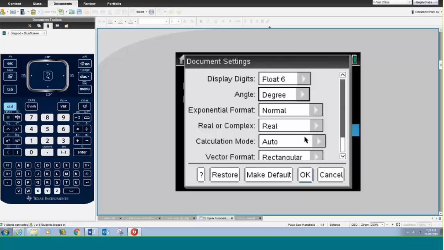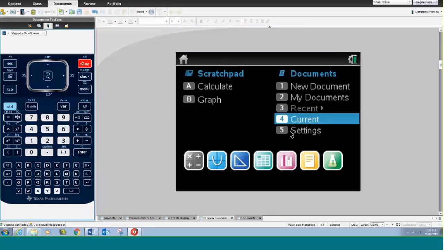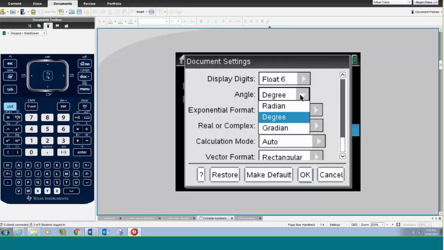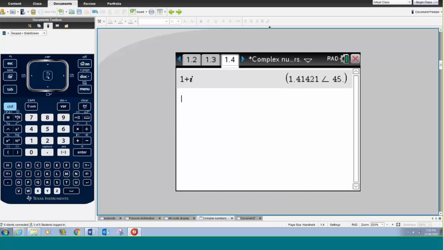It's definitely recommended that all the answers be given in radians, but sometimes it is easier for students to see what happens if things are displayed in degrees, and then they can recalculate to radians. That is just an idea. So if I change my settings back to radian, and now change to rectangular, then I can perform some other calculations.